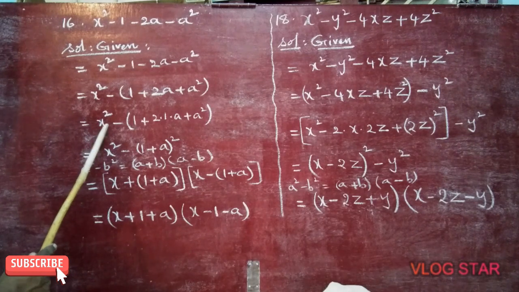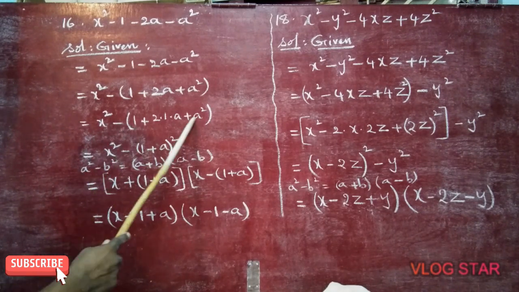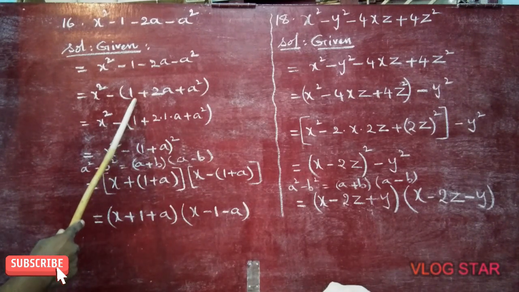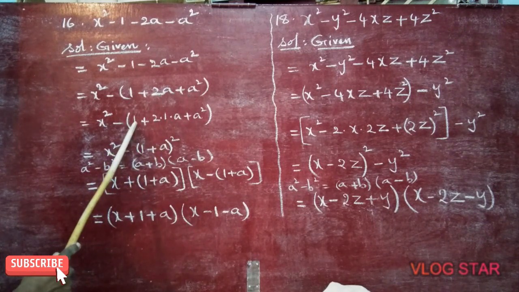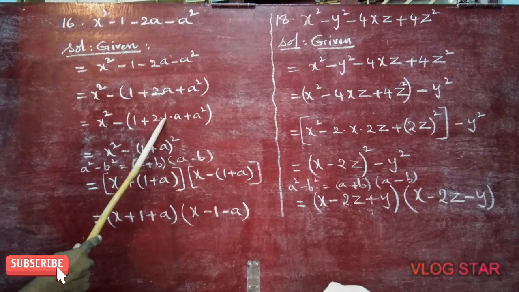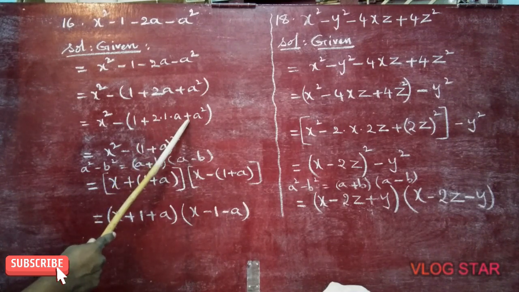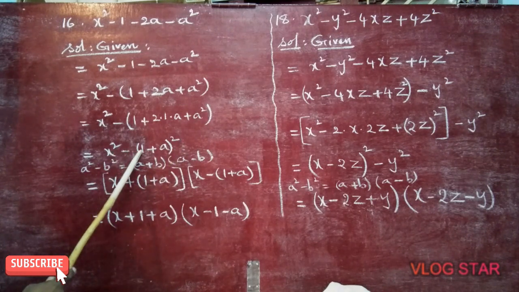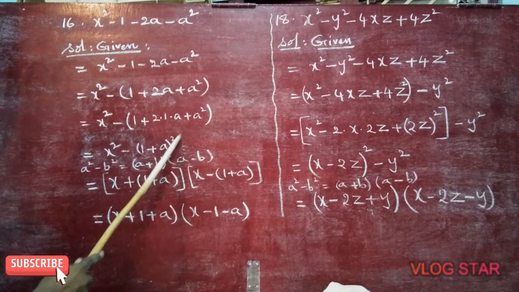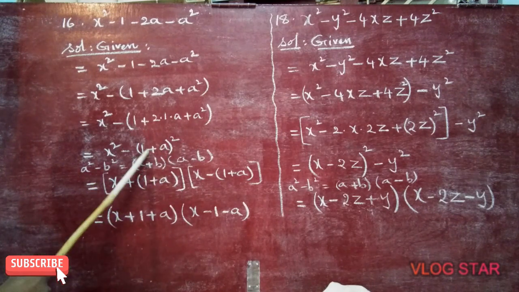So now, x² minus, I am writing in which form? It is in the form of a² + 2ab + b². So 1 plus 2a, in the place of a, 1 is there, in the place of b, a is there. So we got plus a². Now we can write it as x² minus (1 + a)². This is the (1 + a)² formula.